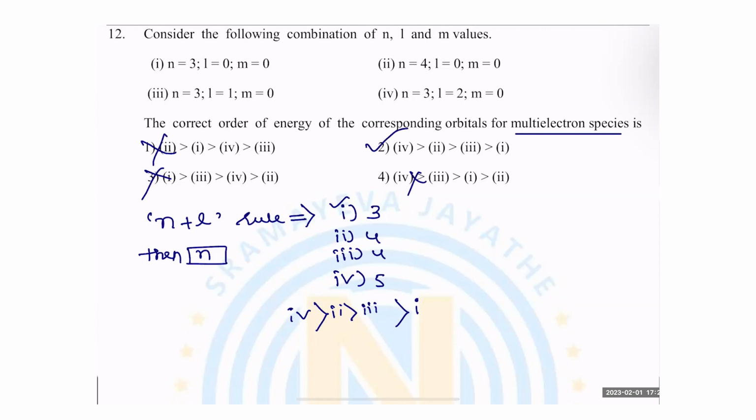So only two options remain, and still 2 and 3 we can compare. Here 4 and 4, but the n value is 4 for one and 3 for the other. So this is 4s and this is 3p. The energy of 4s is greater than 3p, and finally your answer will be the second option.